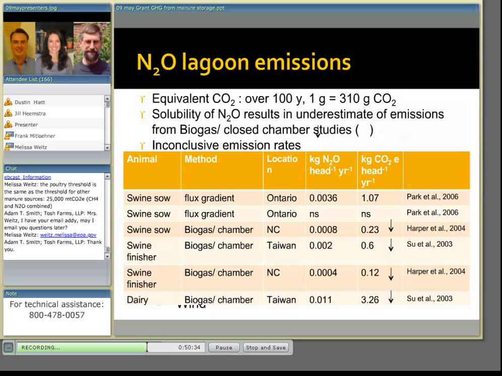Again, we have several studies, but not a lot of studies. For the swine sow operations, we see there's a number of measurements having been made. The flux gradient method here is a micrometeorological method, so the measurements are more likely to be right than the biogas chamber measurements. So all the biogas chamber measurements are indicated with a lower down arrow. But even in the micrometeorological method, because the measurements require high resolution of the instruments, frequently they end up with not significant values in the emissions and consequently indeterminate emissions for the nitrous oxide emissions.